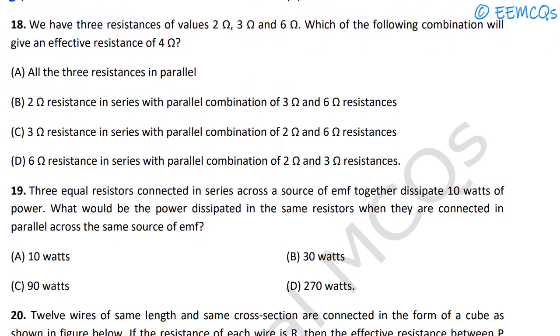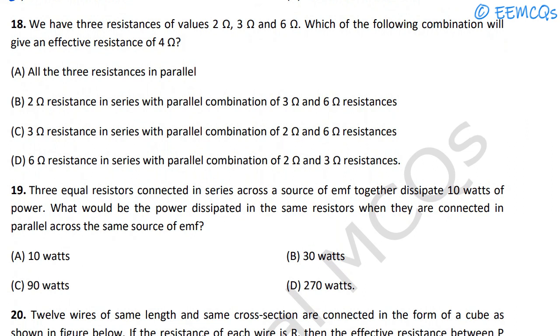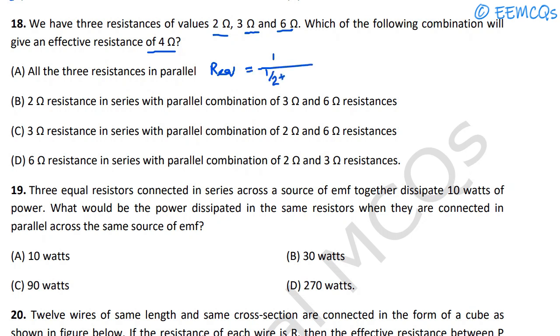Next, question number 18. We have three resistances of values 2 ohm, 3 ohm and 6 ohm. Which of the following combination will give an effective resistance of 4 ohm? Okay. All the three resistances are in parallel? Definitely not, because in that case Req would have been 1 by 1 by 2 plus 1 by 3 plus 1 by 6. This will not give you 4 ohm.